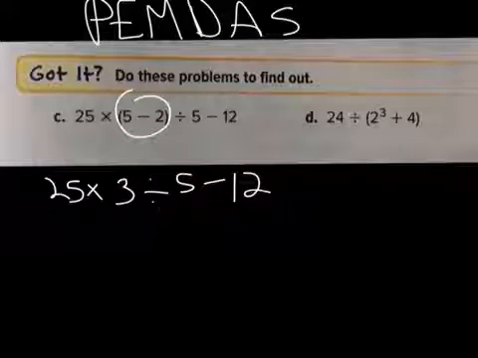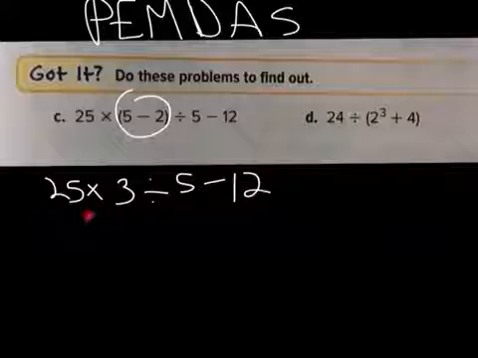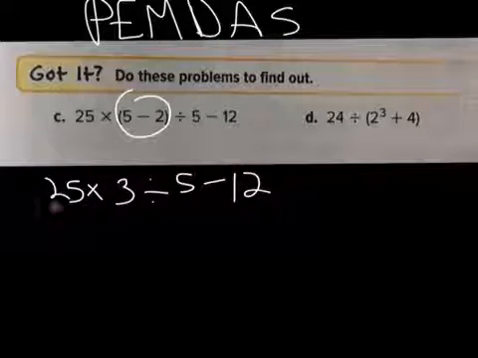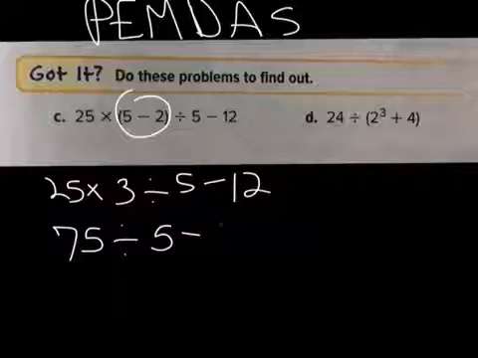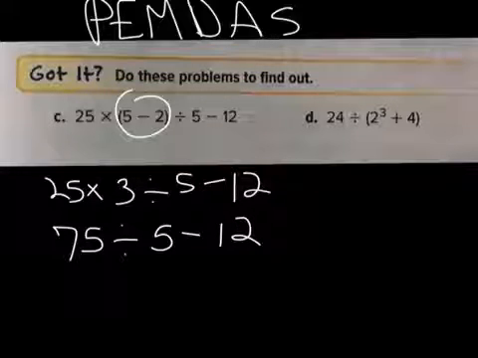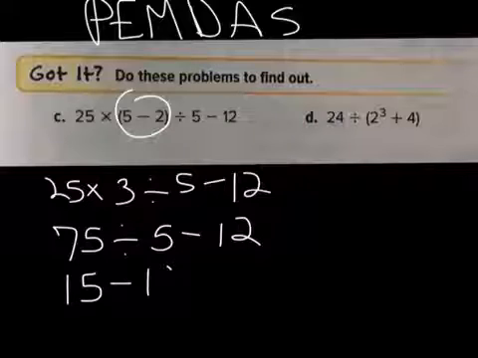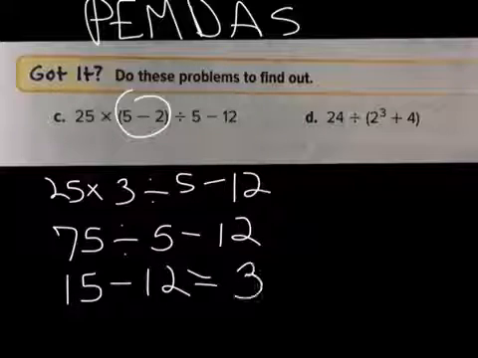Now I have multiplication, division, and subtraction. I can work left to right. Remember, multiplication and division can be interchanged. So I have 25 times 3 equals 75 divided by 5 minus 12. 75 divided by 5 is 15 minus 12 equals 3.